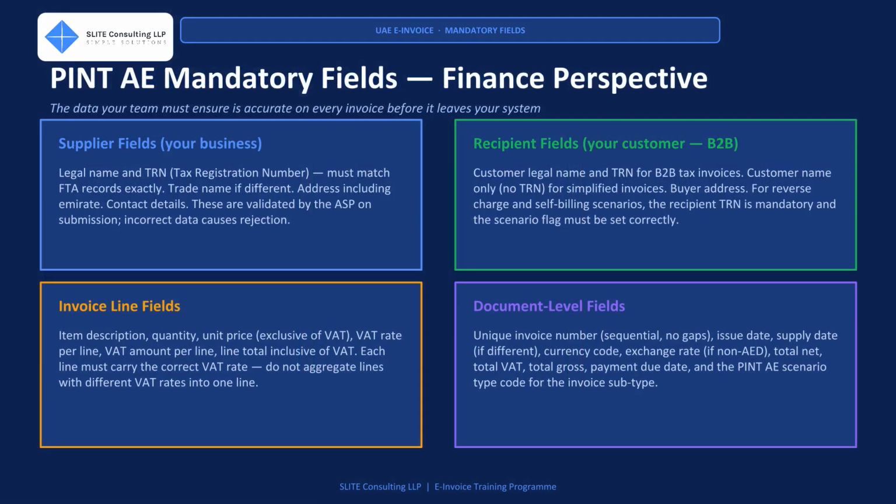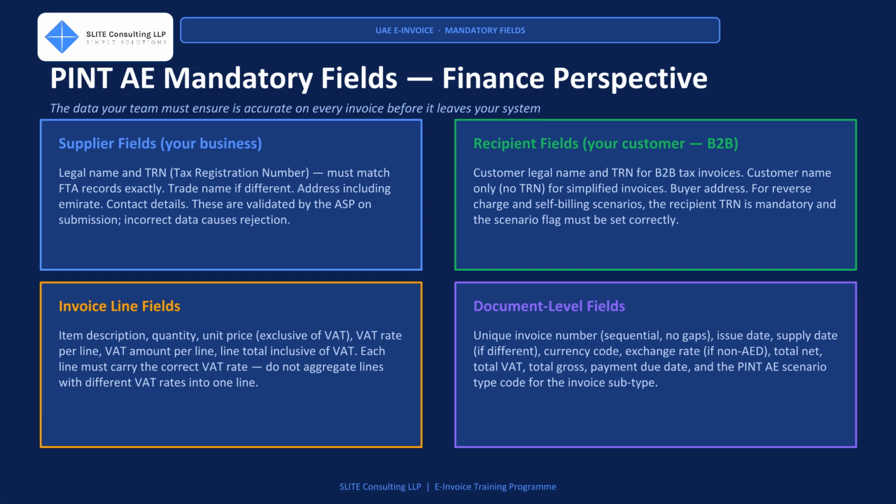The mandatory fields grouped by role. Supplier fields, your legal name and TRN must match FTA records exactly, plus trade name if different, address including emirate, and contact details. Recipient fields, for B2B, customer legal name and TRN. For B2C simplified, name only.